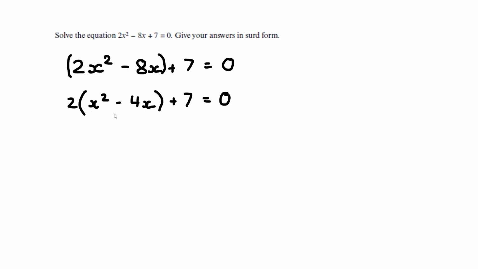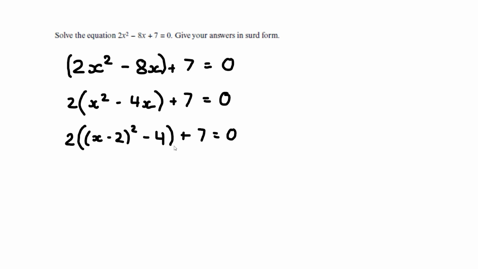Then we want to complete the square for this, giving us 2 times, not x squared, we're halving the 4 and dividing this by 2, so x minus 2 squared. And then we want to subtract the square of this, so minus 2 squared gives us positive 4, which when we subtract gives us minus 4, plus 7 equals 0.